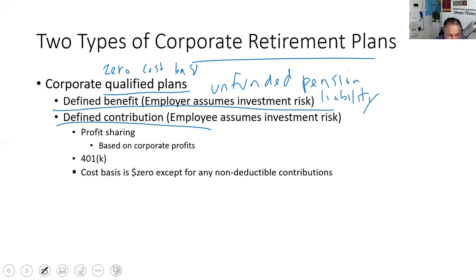Wow. A 401k is an example of a defined contribution plan. And remember, in these 401ks and profit sharing, again, your cost base is zero. Now, sometimes they'll allow you to have a match there, but everything coming out is going to be taxable.